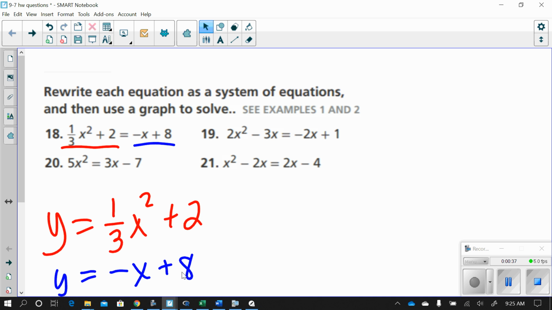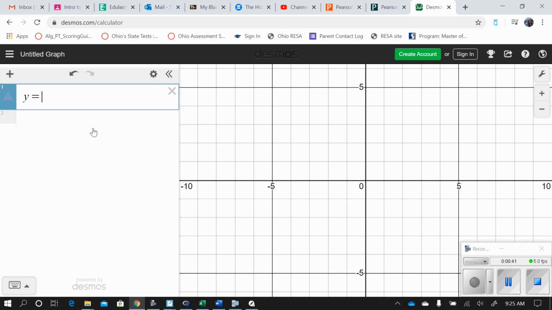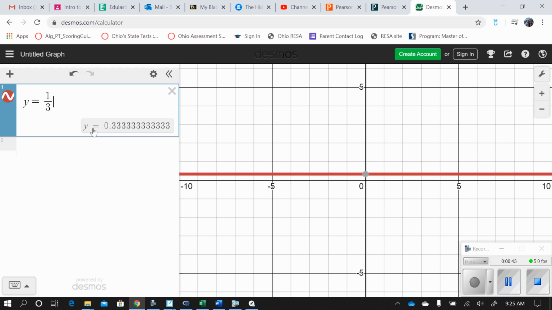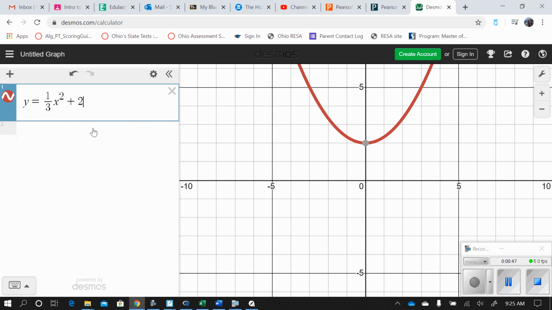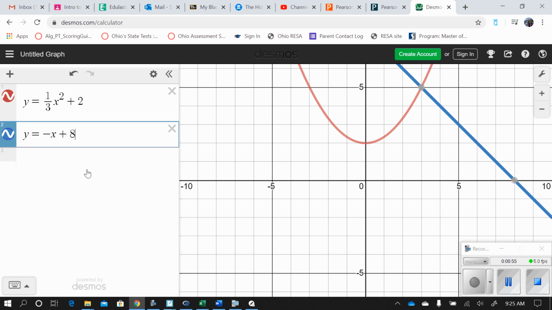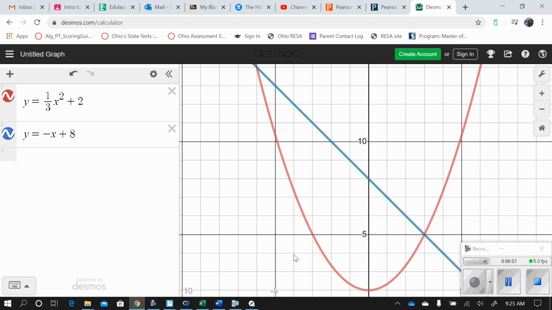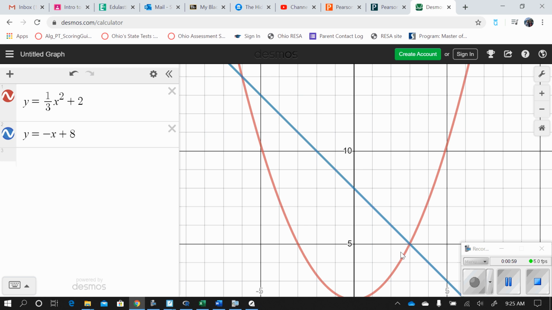Okay, so I already have it up. So y equals 1/3 x squared plus 2. Okay, there's my parabola. Let's put in the linear equation. Y equals negative x plus 8. Okay, can't see them, so just drag around a little bit till you do.